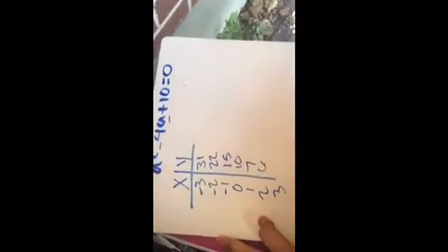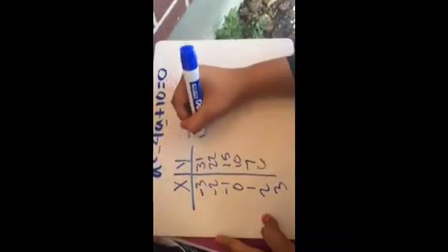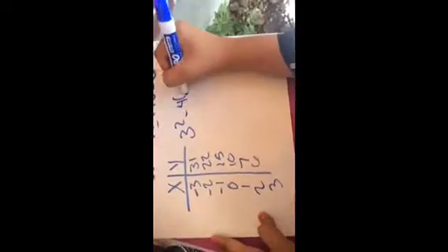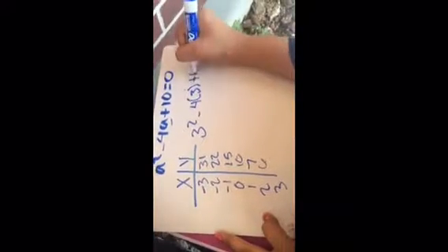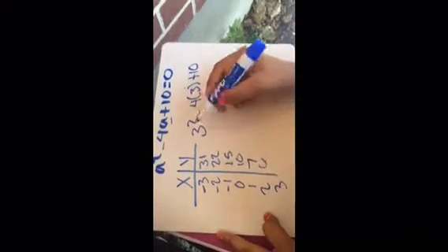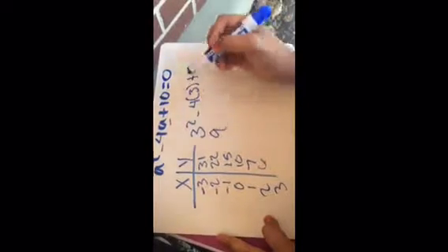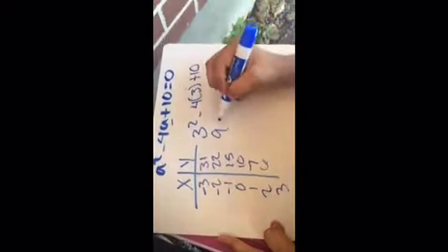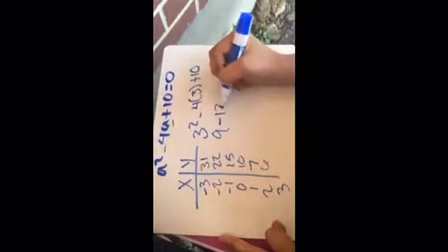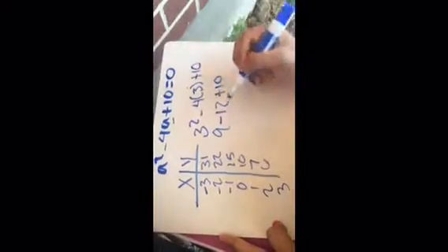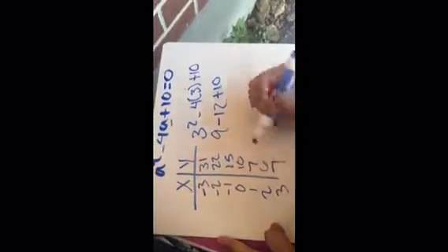Now we have to plug in 3, so 3 squared minus 4 times 3 plus 10. Positive 3 times 3 equals 9. Negative 4 times 3 equals negative 12 plus 10, and that would equal 7.